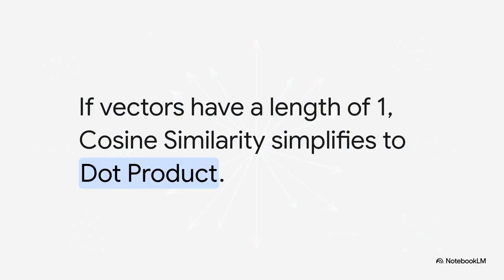Now here is a really fascinating engineering shortcut. If developers normalize their vectors beforehand, which basically means they forcefully scale them to have a length of exactly 1, the norms at the bottom of our equation just become 1 times 1. This means that whole complex formula effortlessly simplifies to just a raw dot product calculation. That saves a massive amount of compute time.